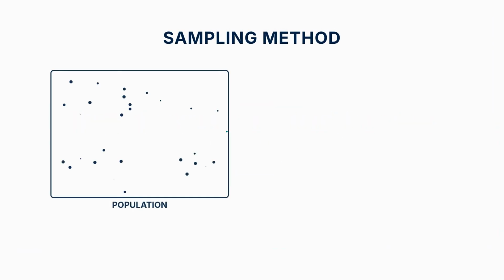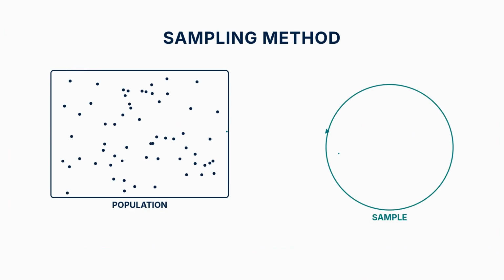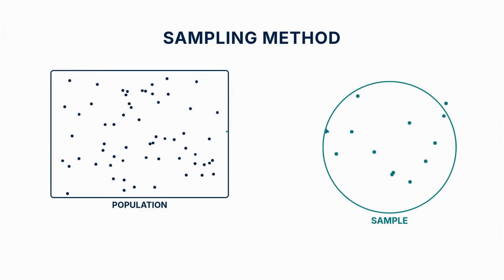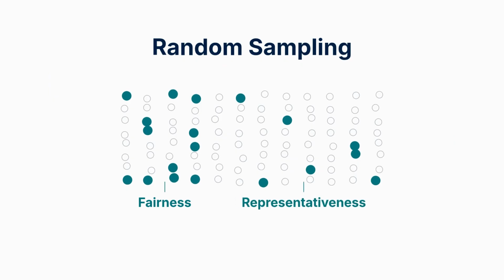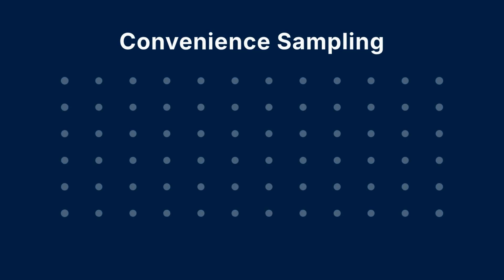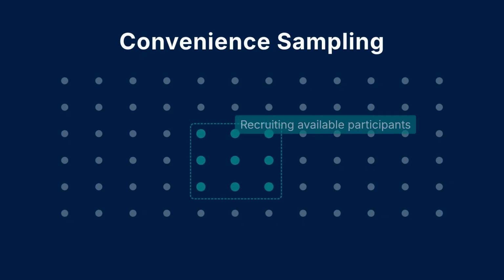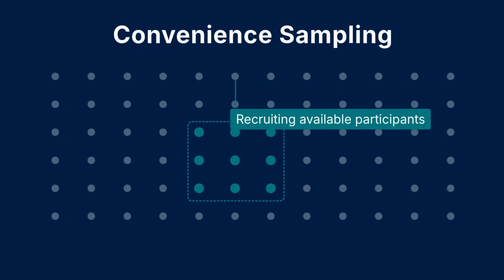The sampling method is another important part of the research design. Explain how you'll select participants. For example, "Participants will be selected using random sampling to ensure fairness and representativeness." If you're using non-probability sampling, you might say, "Convenience sampling will be used to recruit participants who are readily available."